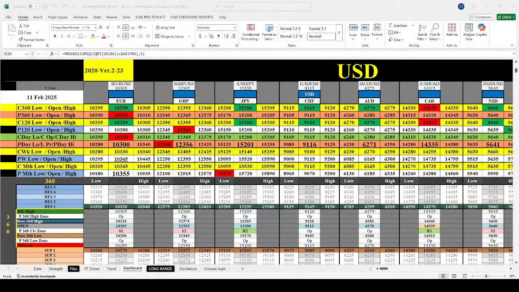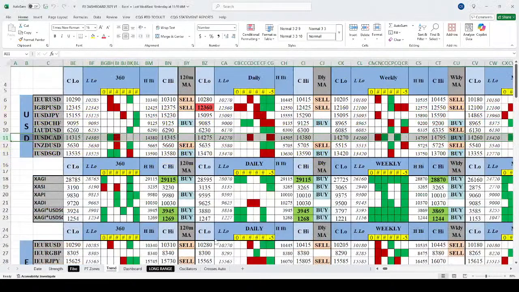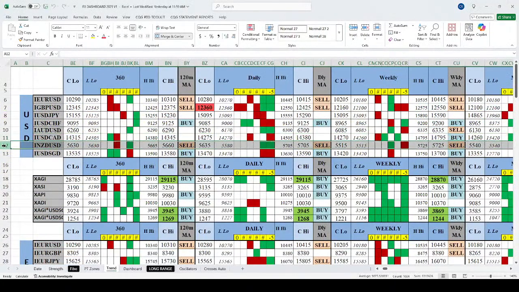Okay, let's move on to the next currency. The next currency we are looking at is the New Zealand dollar. The trend on the hourly is flat with a downside view. Daily is flat with an upside view. Weekly is flat with an upside view. So the range we are looking at is between 56.30 and 56.60.